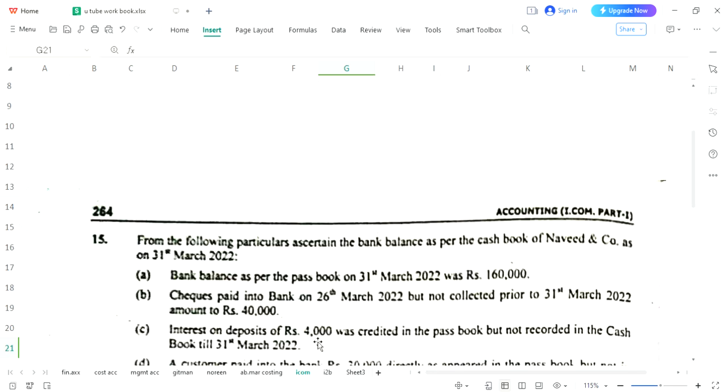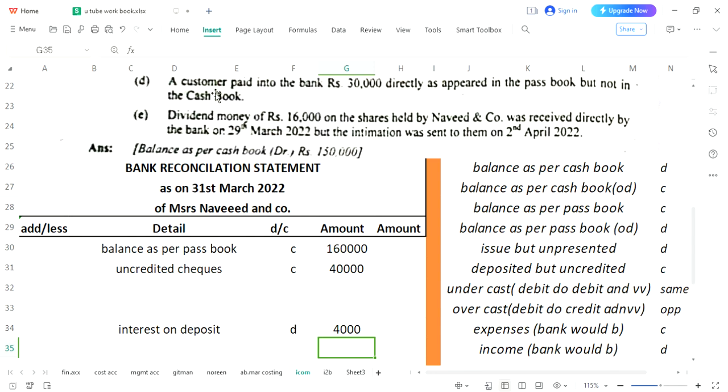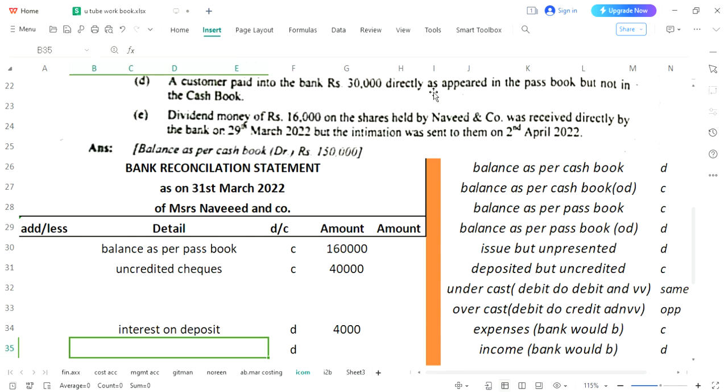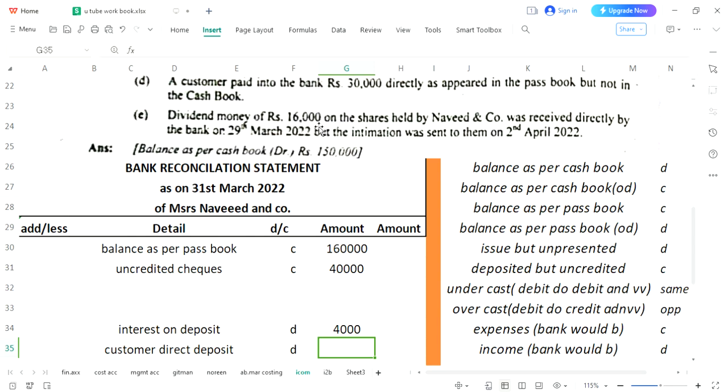Now next, after C we have entry D, customer paid. When you see the customer, you automatically understand that the customer is the person from whom the amount is receivable. So he is paying. Look here, the customer paid into the bank directly. Your customer directly paid into the bank. It means your bank account has been increased. An increase in bank account should be debited. So you will write debit, customer direct deposit, and now we are going to put the amount. The customer directly deposited 30,000, so put this amount over here.